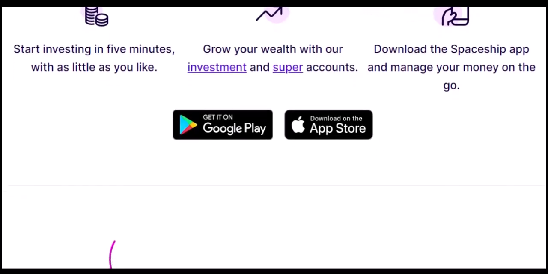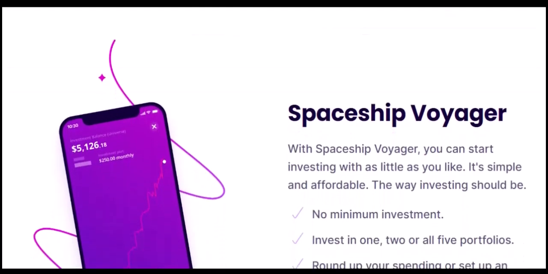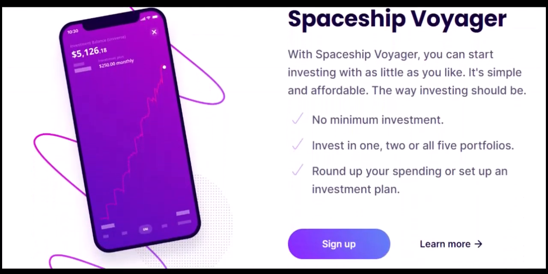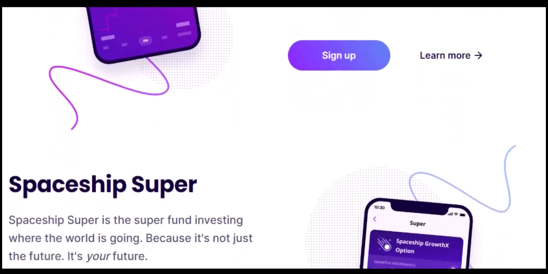Spaceship will now automatically debit your chosen amount from your bank account at the specified intervals and invest it for you. You don't have to do anything else. And that's it. You've just set up dollar cost averaging with Spaceship. You're now consistently investing without the stress of trying to time the market. This disciplined approach helps you stay on track with your long-term financial goals.